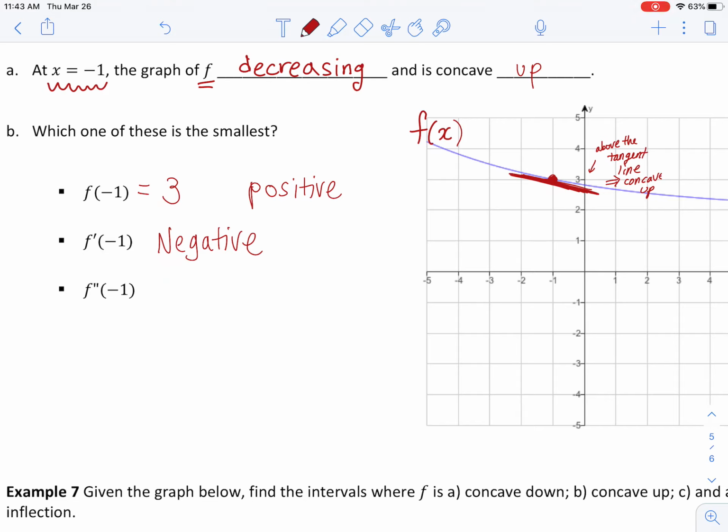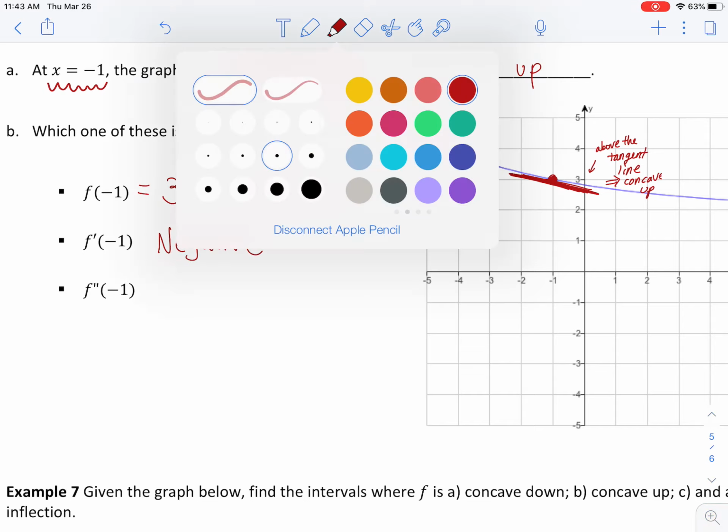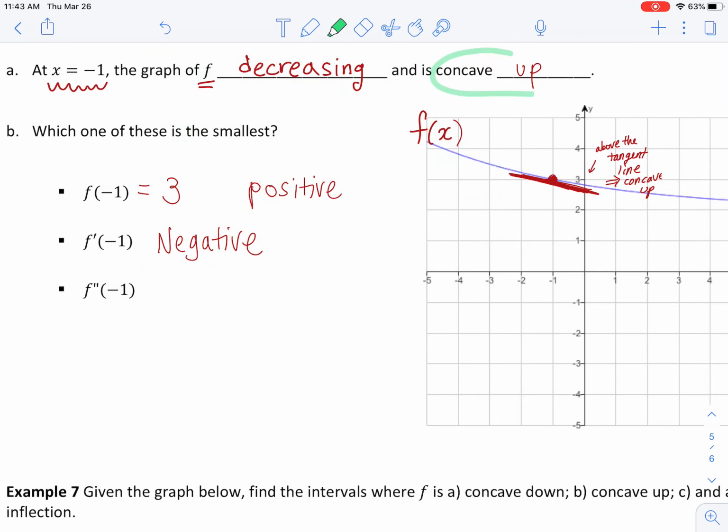Last one, f double prime of -1. Now, what can we use? I mean, we're not going to know the exact number, but here's what you know already. Let me highlight this clue for you. This graph is concave up. And in order for a graph to be concave up, your second derivative must be greater than 0. This must be positive. So, which one of these is the smallest?